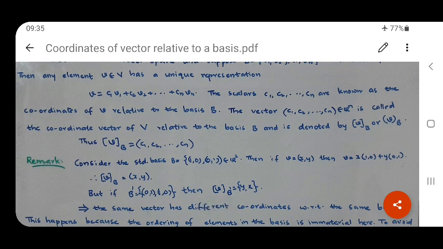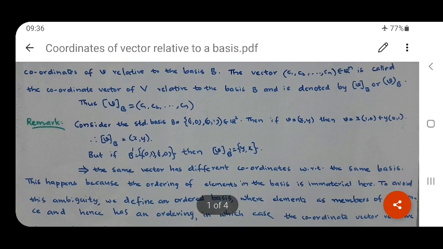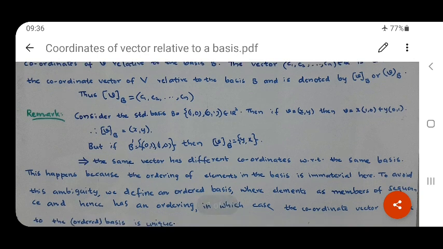The scalars c1, c2, ..., cn are known as the coordinates of v relative to the basis B, and the corresponding vector (c1, c2, ..., cn), of course in Rn, is called the coordinate vector of v relative to the basis B. It is denoted by the matrix of the vector, in square bracket or open bracket v, and outside as a subscript we write B. Thus the coordinates of v relative to B is equal to the n-tuple (c1, c2, ..., cn).